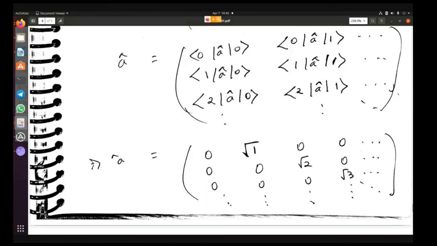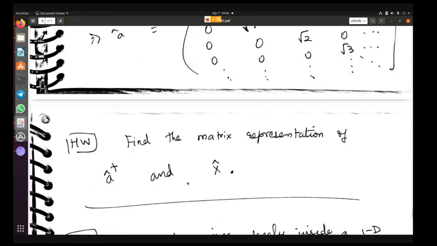So when you write down the A matrix, the operator A in terms of a matrix, what you're going to get is 0, root 1, 0, 0, 0, 0, root 2, 0. So this diagonal will have values, and everywhere else it's going to be 0. This is the way that you have to find out the matrix representation of this operator. Similarly, I want you to find out the matrix representation of A dagger and X. So this is your homework.